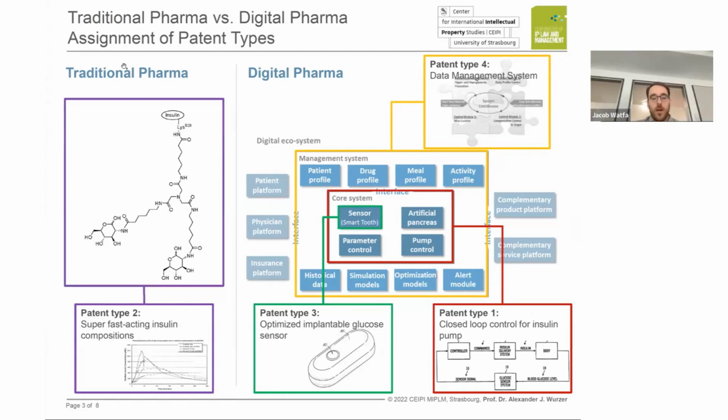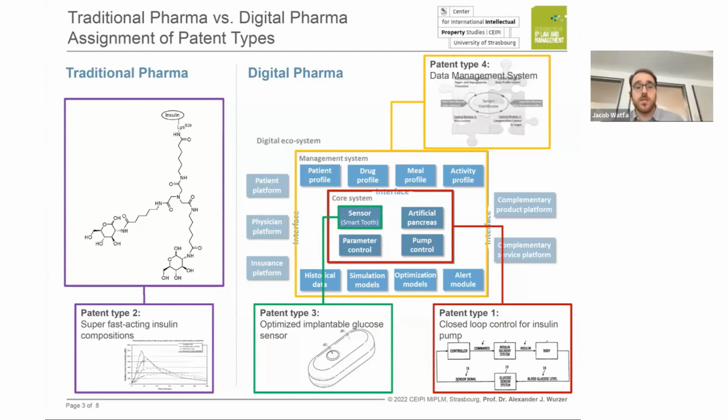Yes, thank you, Anna. As Anna touched upon, this change of system boundaries results in a drastic change in the kind of patents that you can use to protect the invention. So in traditional pharma, we have this classic fortress monopoly. We've invented a new molecule and we can protect it as a whole, and then essentially we sell the molecule and we can prevent other people from selling it. So that's where we see in patent type 2, a patent towards just an insulin composition, which directly protects what we're offering.